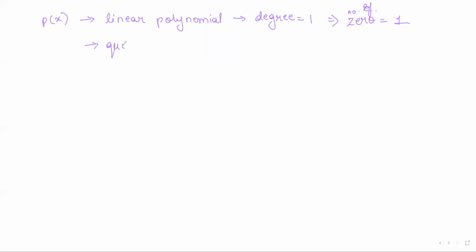For a quadratic polynomial, your degree is equal to 2. Therefore, the number of zeros will be 2. That means there will be 2 values of your variable x, which when you put in p of x, you'll get the numerical 0. For a cubic polynomial, your degree is 3. Hence, the number of zeros will be 3.